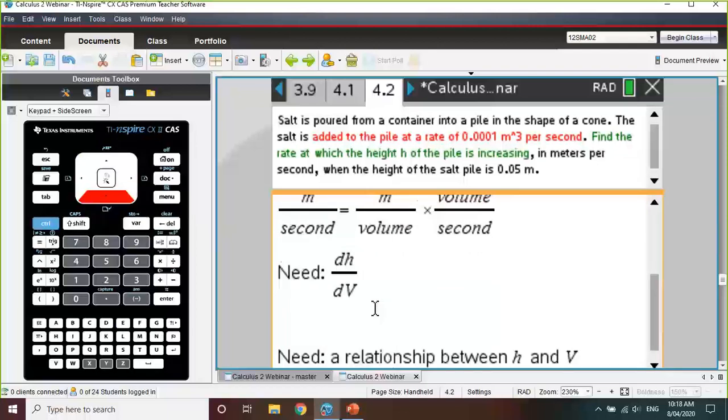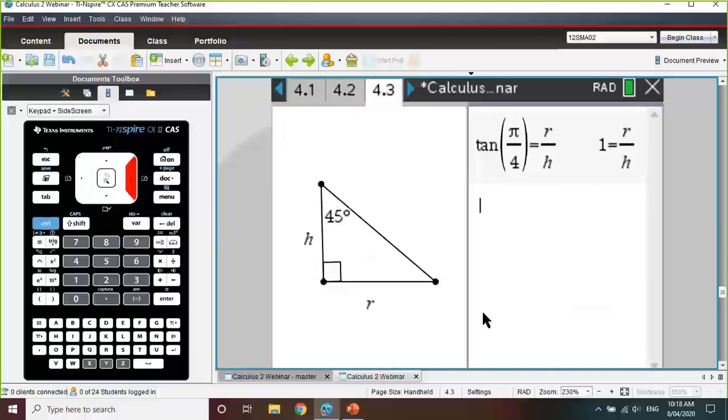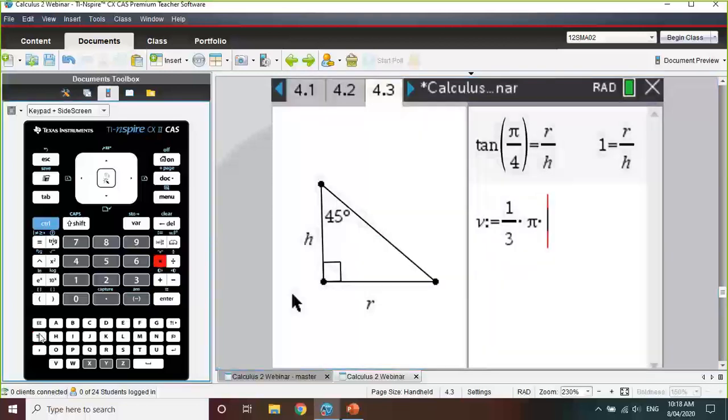Okay. So from the diagram given to us, we can see there's a right angle triangle in there. We've got H, we've got 45 degrees. So we think about the volume of the cone in the beginning. Volume of the cone is 1 over 3 times pi r squared H. Now, at the moment, we can't really work with this because we've got two variables happening here, H and R. So we need to figure out some sort of relationship between H and R.